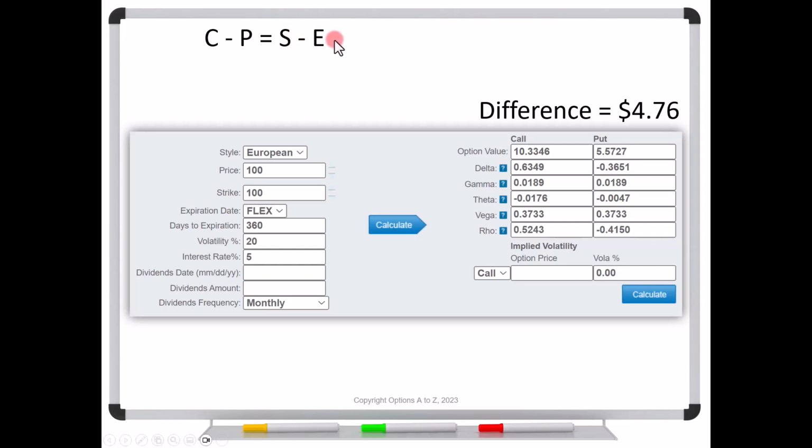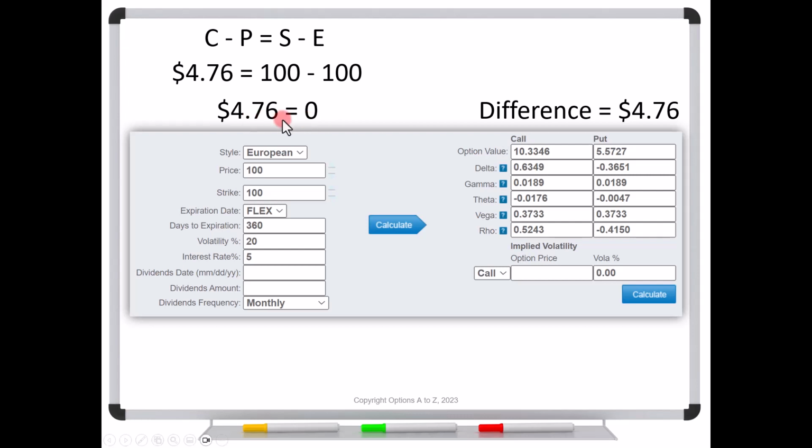And we're doing it just by forgetting about the interest here. So we've got call minus put equals S minus E. So let's take the stock minus the exercise price, and that's going to give us 100 minus 100. The difference of the call and the put, again, we found out is 4.76. So now we're coming up with 4.76, that's the left-hand side, equals 0. Well, obviously that's not true.